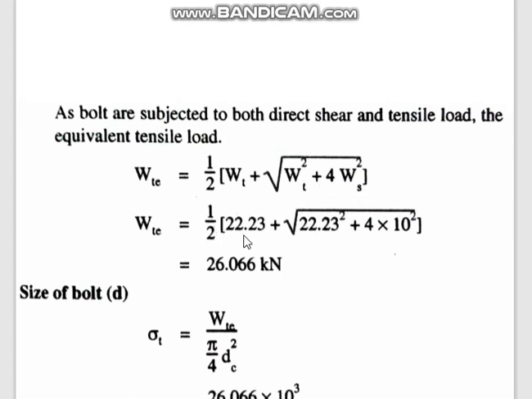Okay, anyway, now you have all the things, and you find out what is called the effective tensile load. That means there is shear load also, and tensile load also. And if both are there, what is the effective load? You see, what is the tensile load here? 22.23, and this is 26. This resultant value should be more than your tensile load, then only it will be correct.